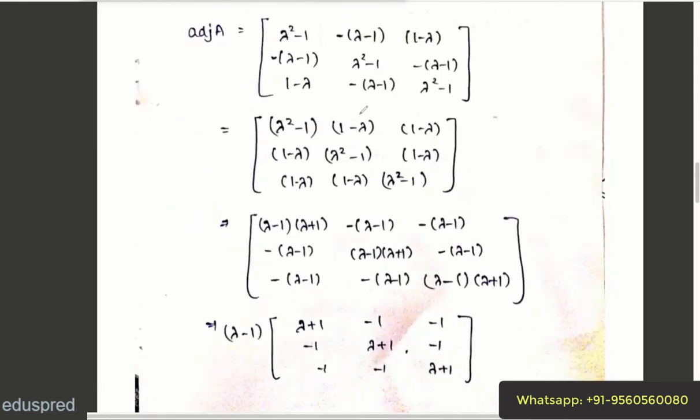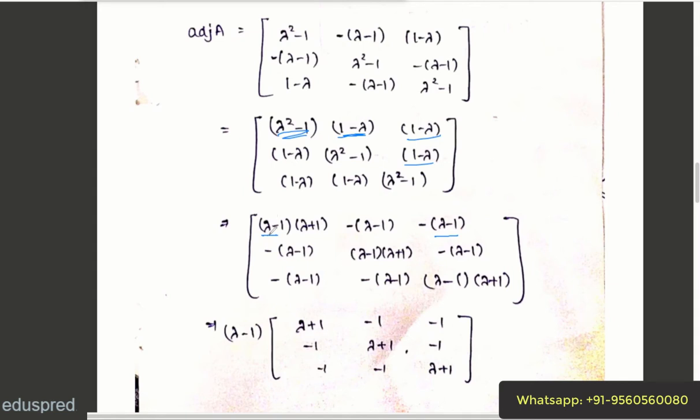If you notice, this can be written as lambda minus 1 multiplied by lambda plus 1. And we have lambda minus 1. But here we have 1 minus lambda. So taking minus 1 common, I will get minus of lambda minus 1. Similarly doing so here. Now, why am I doing so? Because now I can take lambda minus 1 common from the entire matrix.